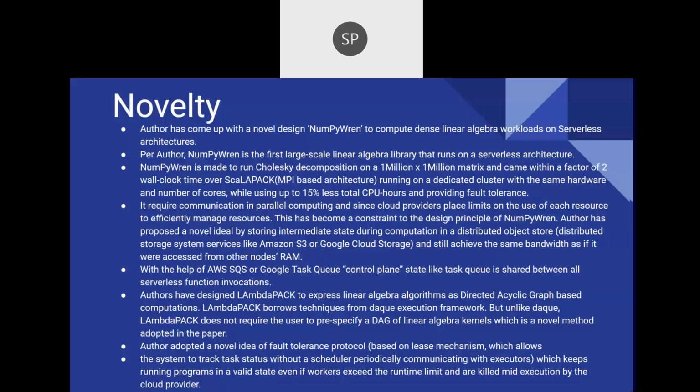The authors have designed LambdaPack to express linear algebra algorithms as directed acyclic graph-based computations. LambdaPack borrows techniques from the DAGuE execution framework, but unlike DAGuE, LambdaPack does not require the user to pre-specify a DAG of linear algebra kernels, which is a novel method adopted in the paper. The author adopted a novel fault tolerance protocol, which keeps running programs in a valid state even if workers exceed the runtime limit and are killed mid-execution by the cloud provider.